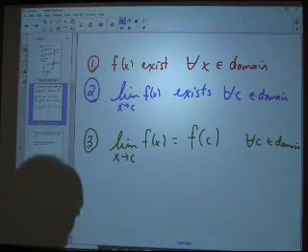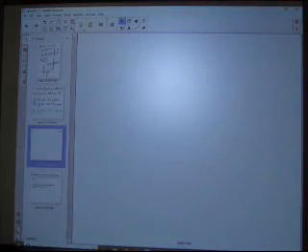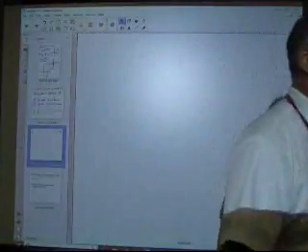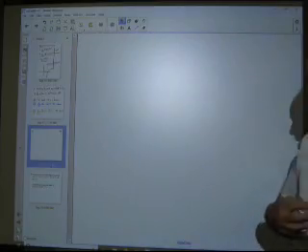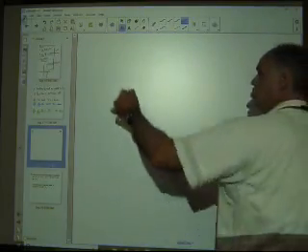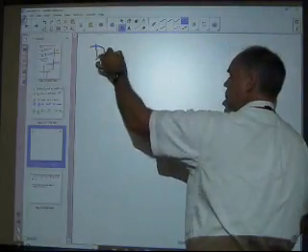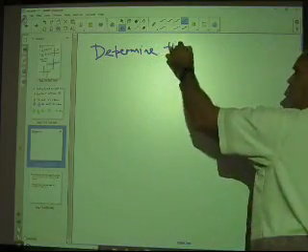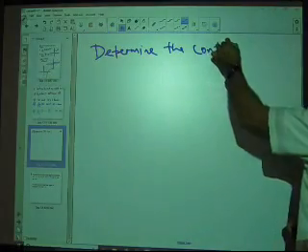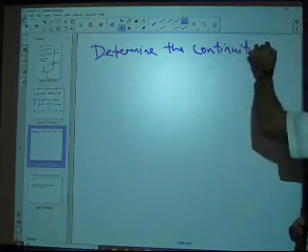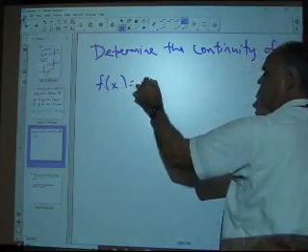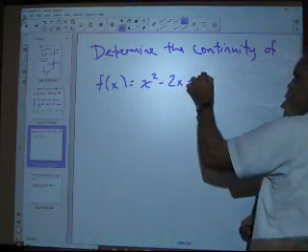Here though. Okay, so let's look at an example. The first one I want to show you is one where we actually have continuity, and it's going to be one that I think in a lot of ways we sort of know already something about. So to discuss the continuity, or determine the continuity of f of x equals x squared minus 2x plus 5.